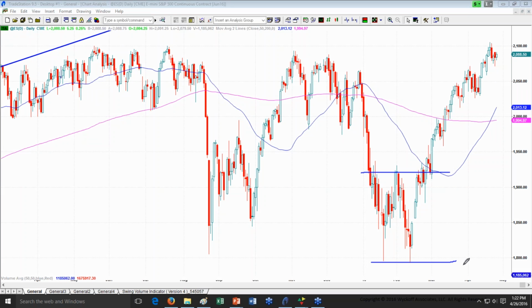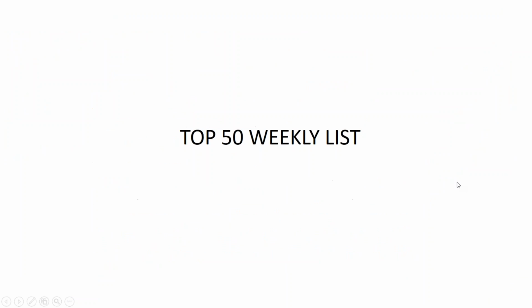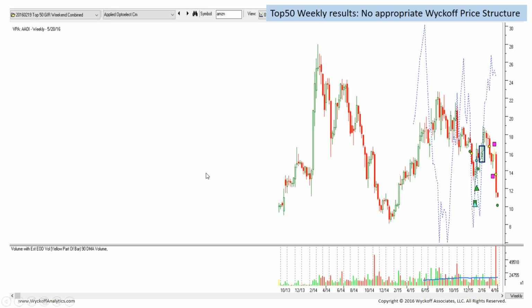So we're seeing a smaller trading range right here. We're also seeing the retest of the previous trading range right here. And this is the day when we're creating this scan. So let's look at the scan results for the top 50. I'm not necessarily showing the whole list, but I want to show you the stocks that are going to be in that list.